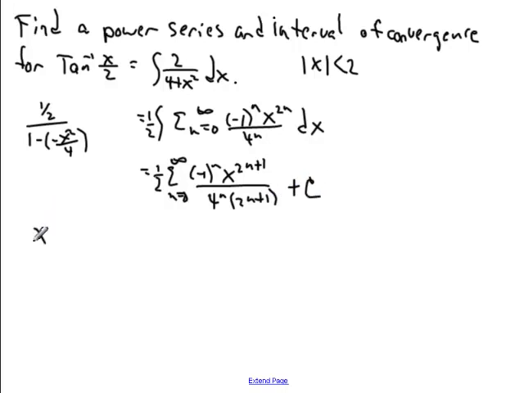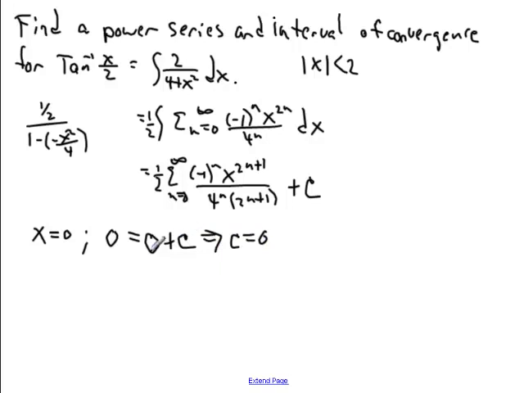Now to find that, all we have to do is let x equals 0, and we'll get the inverse tangent of 0 over 2, which is 0, equal to 1 half the sum, where x is 0, to the 2n plus 1. Since n starts off at 0, 2n plus 1 is going to be all the odd numbers, 1, 3, 5, so this is always going to be 0, so the entire sum is 0. 0 equals 0 plus c, so c is equal to 0.